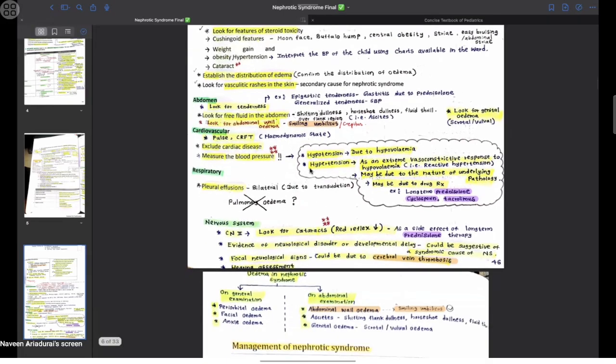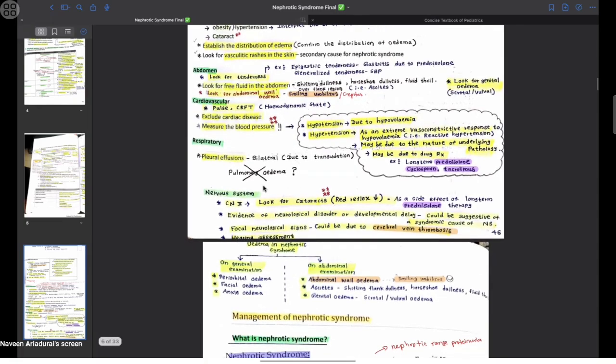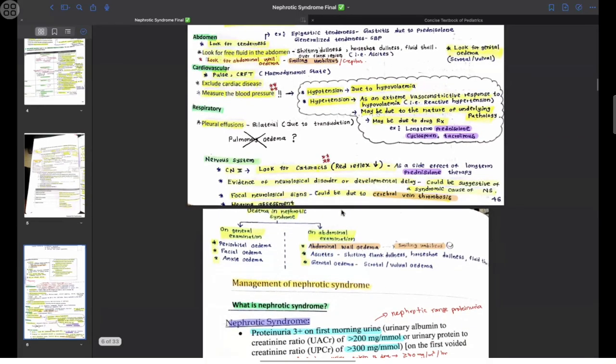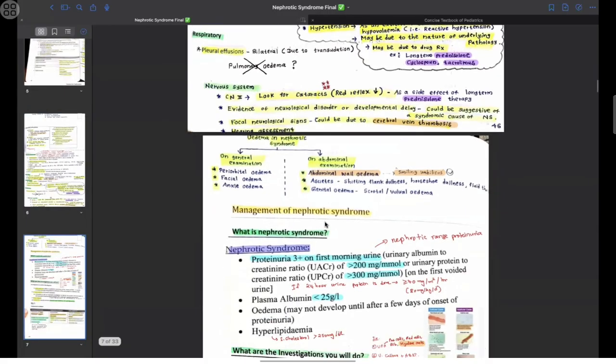Then check for pleural effusions, if the patient has developed pleural effusions. Then remember to check for cataract, if you have time, and then other things you can just quickly do, because most of the time you won't have time. Just do this quickly. Okay.